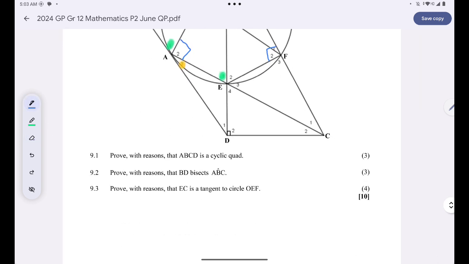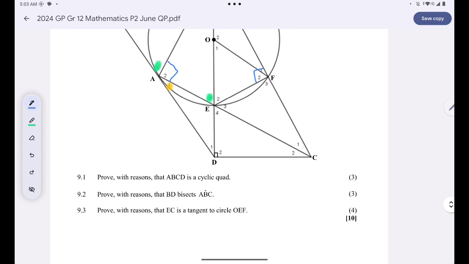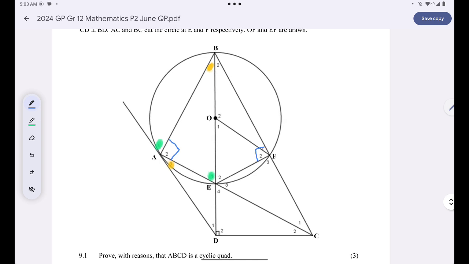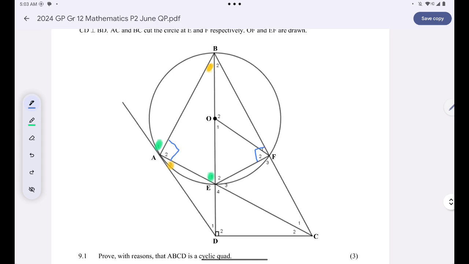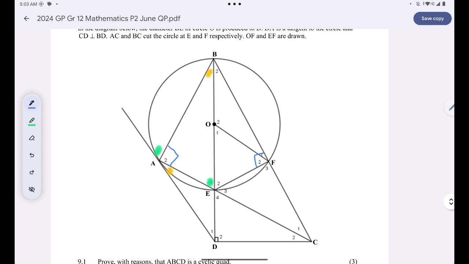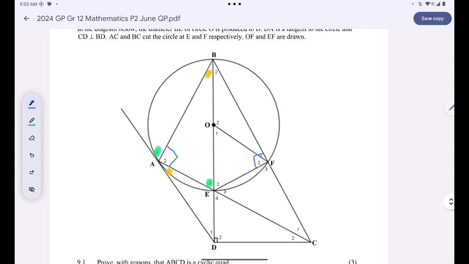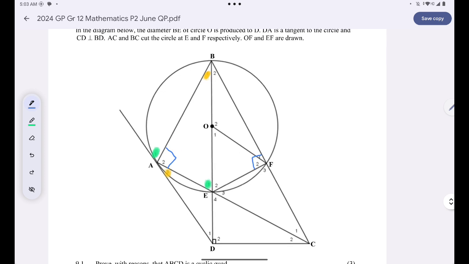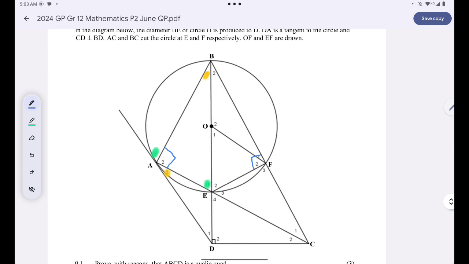Prove with reasons that A, B, C, D is a cyclic quad. A, B, C, D is a cyclic quad. Whenever you show that a shape is a cyclic quad, there are three things, one of which you must prove. Firstly, if you can show that the opposite angles of that particular shape are supplementary, therefore you can conclude that that shape is a cyclic quad.